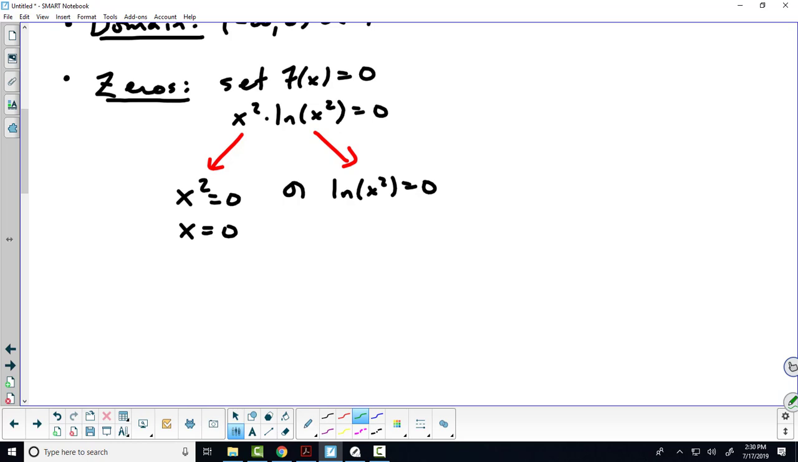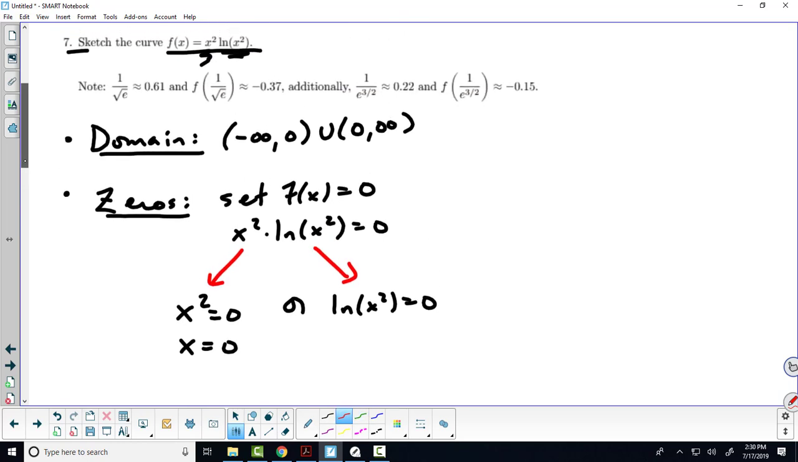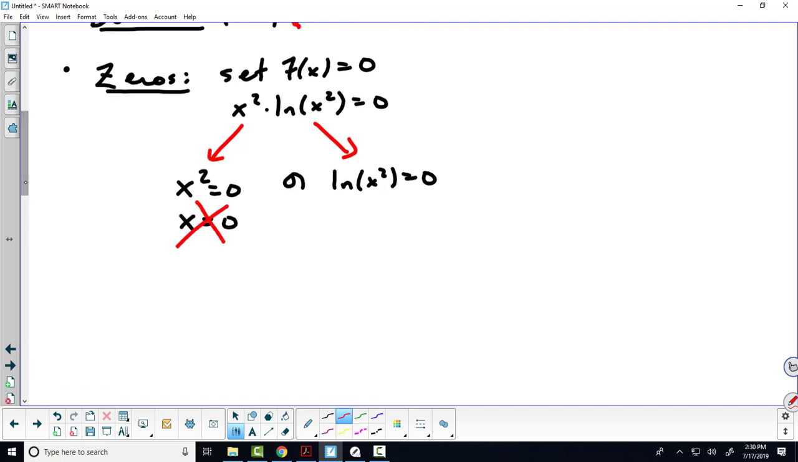Before we call that a zero of the function, we initially said the domain was everything except for 0. So even though that's a true statement, that if we plug in 0 for x, well, it's actually not even a true statement because it wasn't in the domain of the original equation, so we have to throw it out.